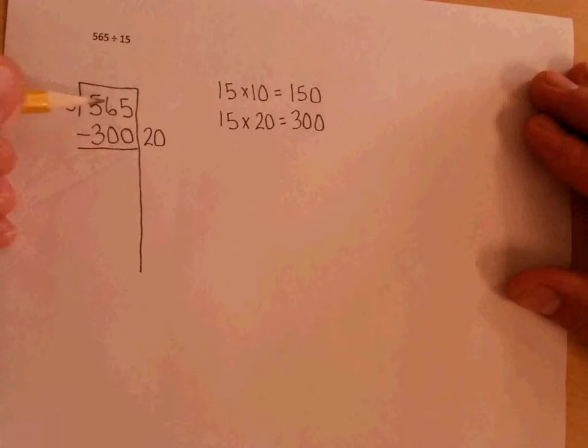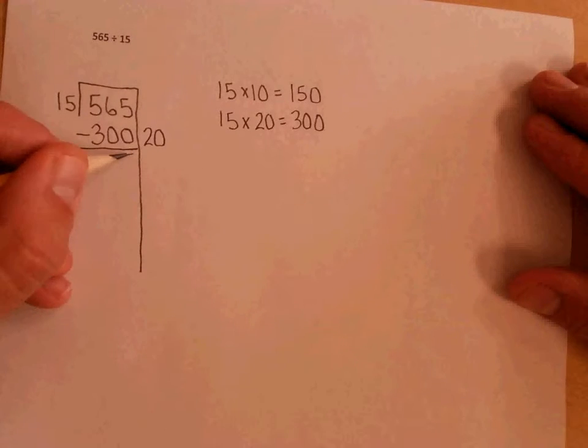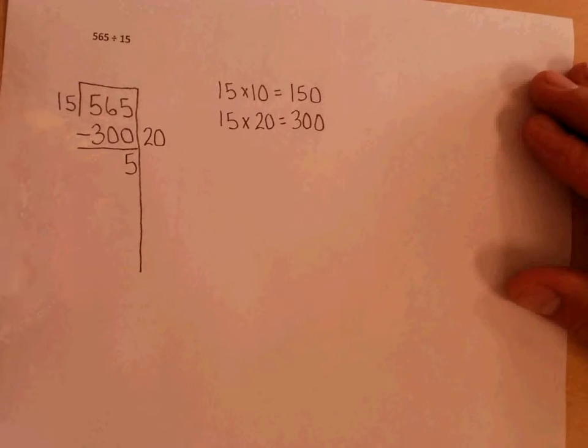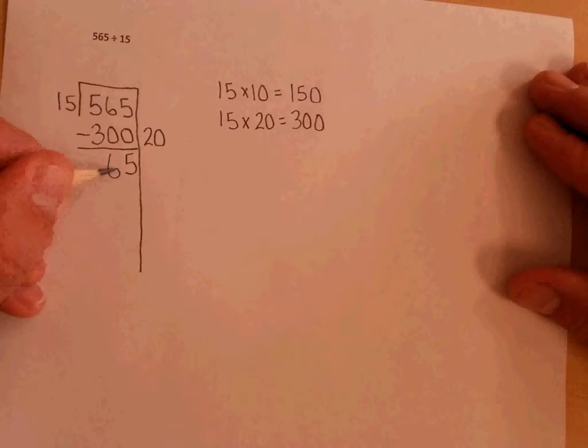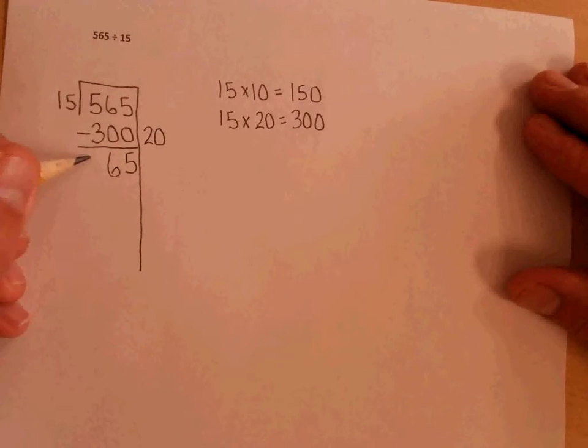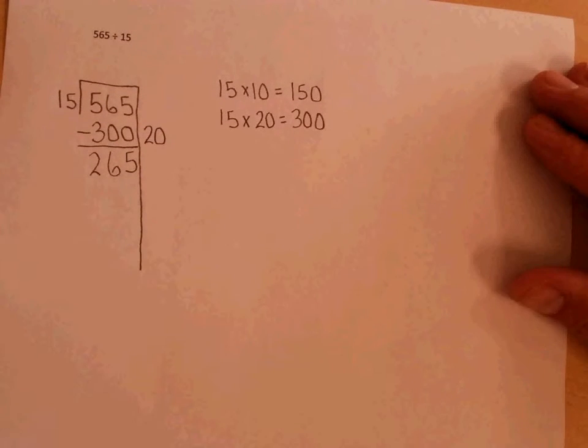We want to make sure that the ones, tens, hundreds is all lined up. And we're going to go ahead and subtract. 5 minus 0 is 5. 6 minus 0 is 6. 5 minus 3 is 2. That is 265.